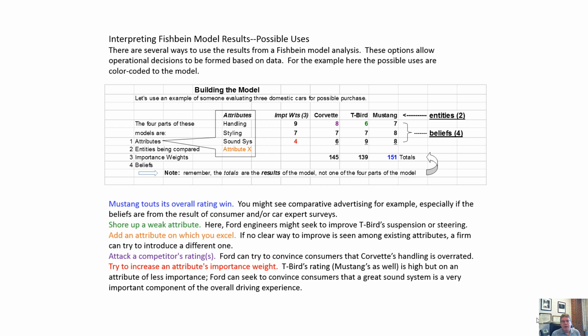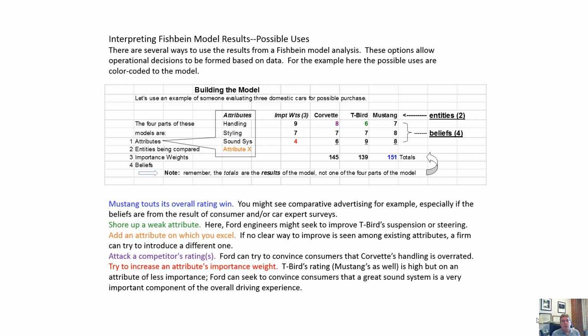red. As we see here, the sound system, the important weight, as I mentioned at the beginning, talking about the model, is only rated as a 4 on a scale of 1 to 10, so it doesn't have much impact. And if you look at Ford's two products here, T-Bird and Mustang, they both have very high ratings, but it doesn't help them much because the multiplier for the importance weight is only 4.